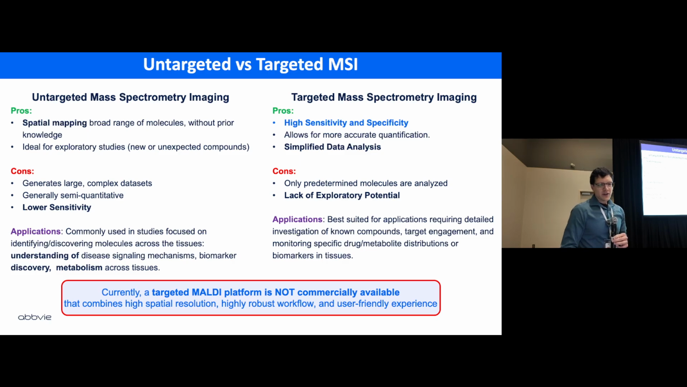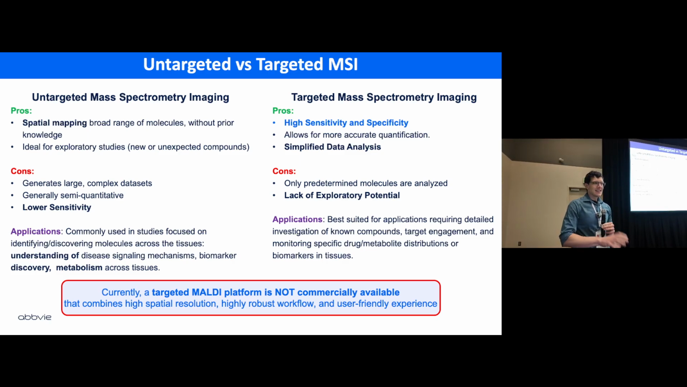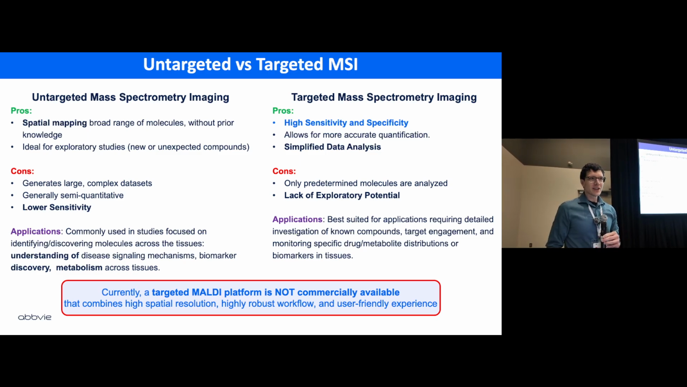So this is what we're often using for studies that are focused on identifying or discovering molecules. If we're looking at a new disease state that we've never seen before, we don't know exactly what we're looking for. So I just kind of need to run healthy and diseased and say, what's different? And then this also is helpful for looking at broad metabolic pathways across tissues.